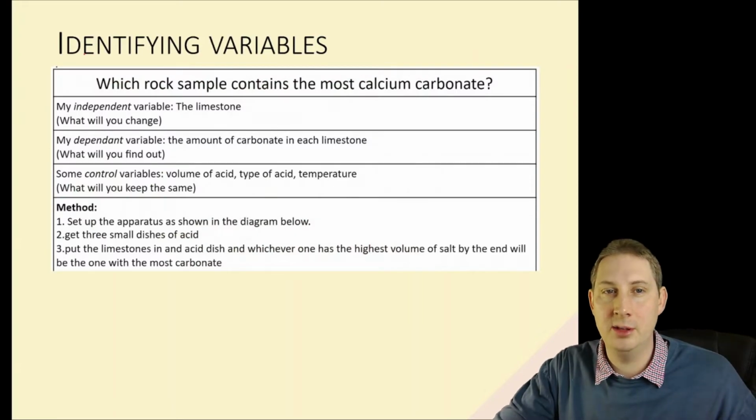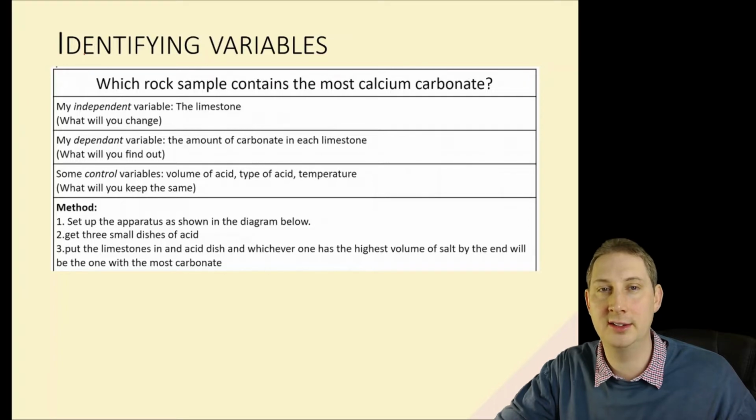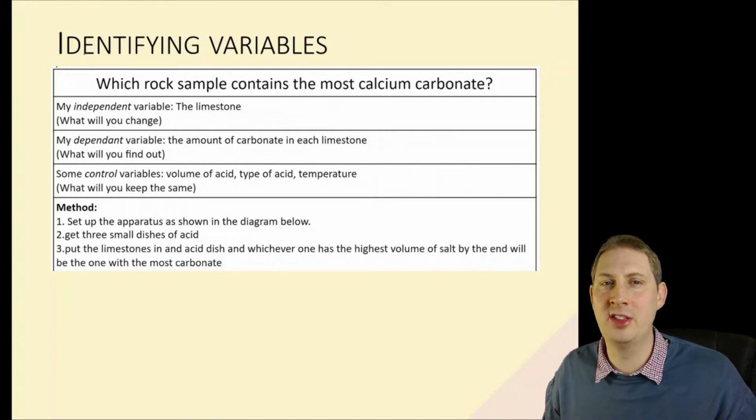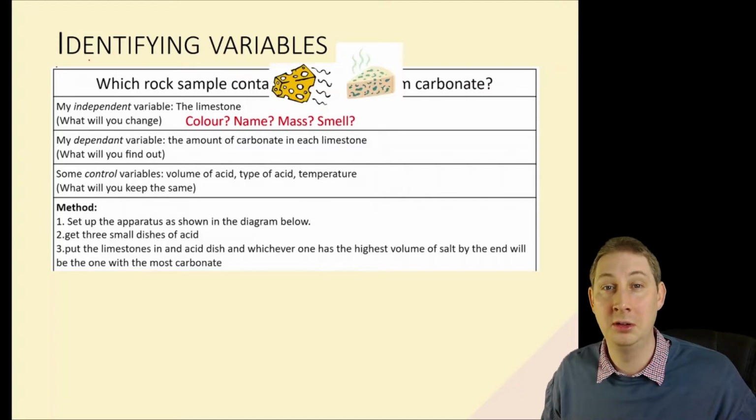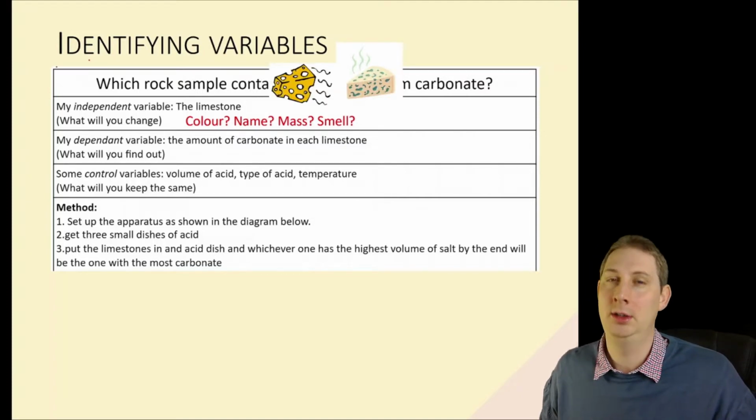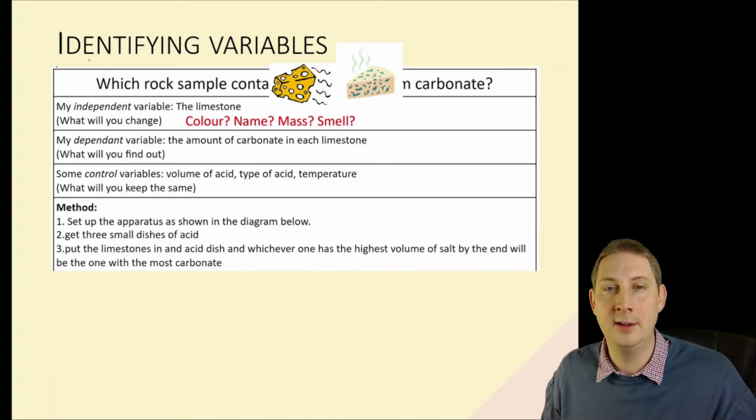Starting off with the variables, you had to identify the independent variable, the dependent variable, and some control variables. And here is an example from your class. My independent variable is the limestone. Well, what about the limestone? The colour of the limestone, the name of the limestone, the mass of the limestone, the smell of the limestone. I compared a limestone that smelled like gorgonzola with a limestone that smelled like mouldy towel. You know, what exactly about the limestone was your independent variable?